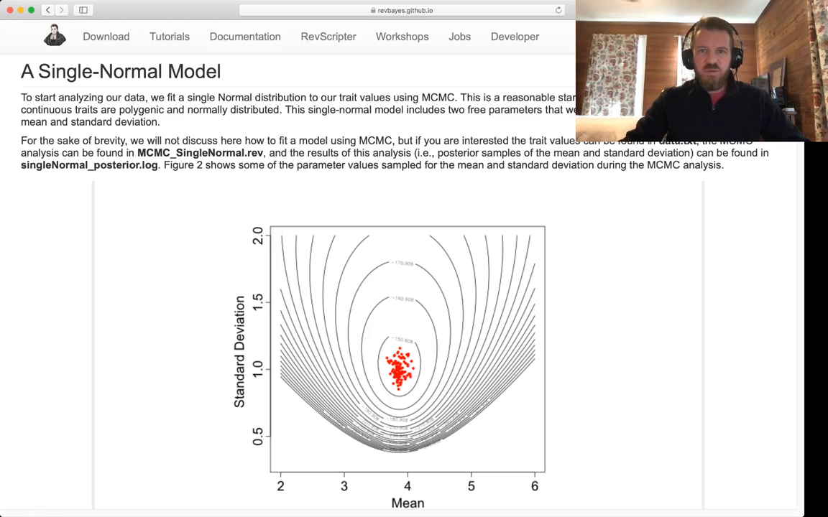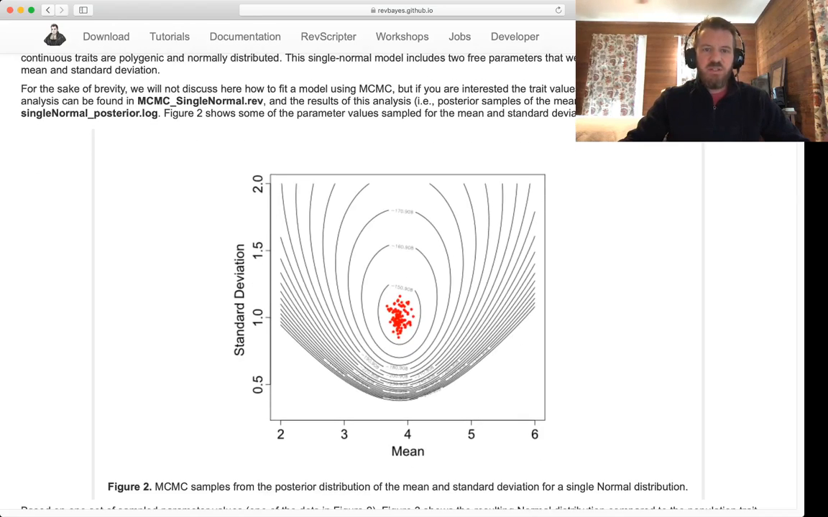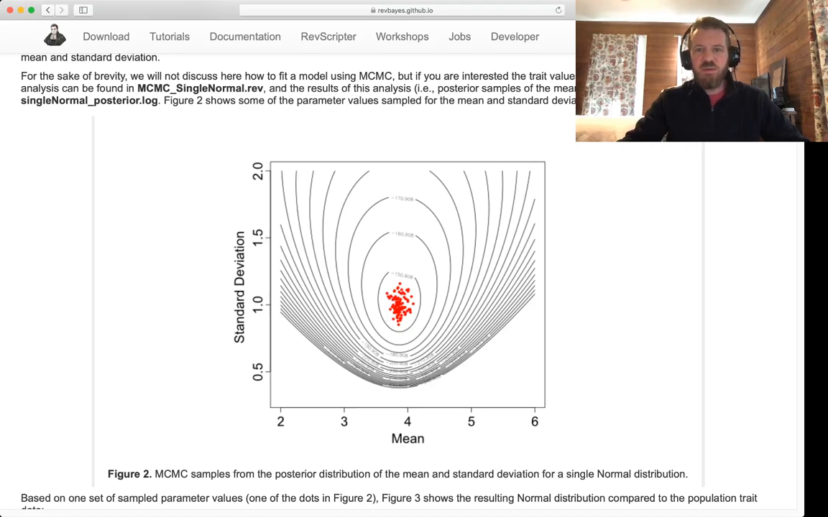Again, for the sake of brevity, we're not going to talk here about the actual fitting of this model and how we conduct MCMC. But if you're interested, the trait values can be found in data.txt, and the MCMC for the single normal model can be found in the mcmc_singlenormal.rev file. The results of this analysis can be found in the single normal posterior.log file. Figure 2 here shows some of the parameter values that were sampled for the mean and standard deviation during the MCMC analysis that we've already conducted.